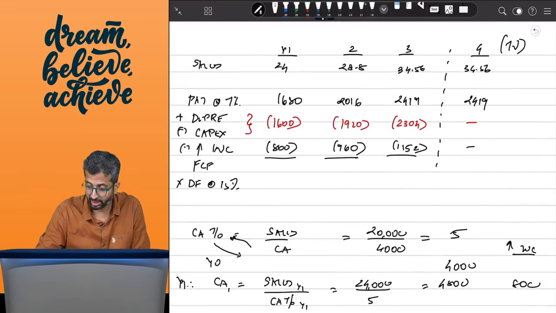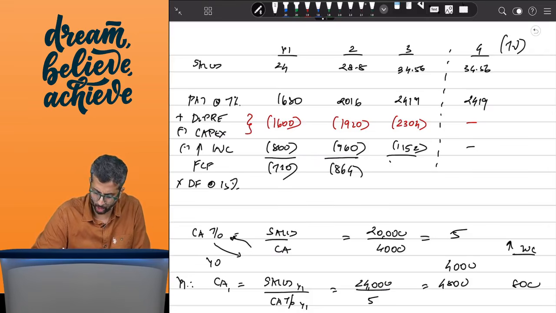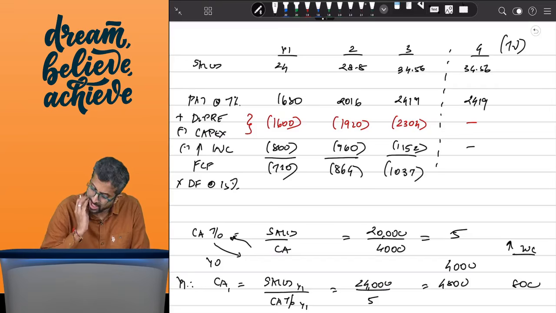So this is 1680 minus 1600 minus 800 comes to, I think, 720 negative. Second year, 2016 minus 1920 minus 960, 864 negative. So you are burning cash. This is what startups do. Initially they spend to increase their sales, and then at a later stage, when they stabilize, they actually make profit. I think this is 2419 minus 2304 minus 1152 comes to around 1037 or something, if I'm not wrong.